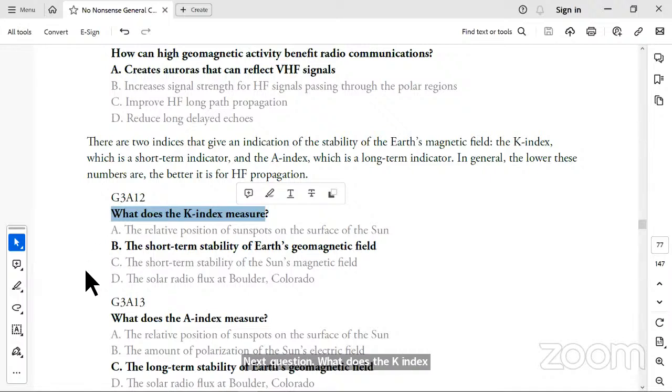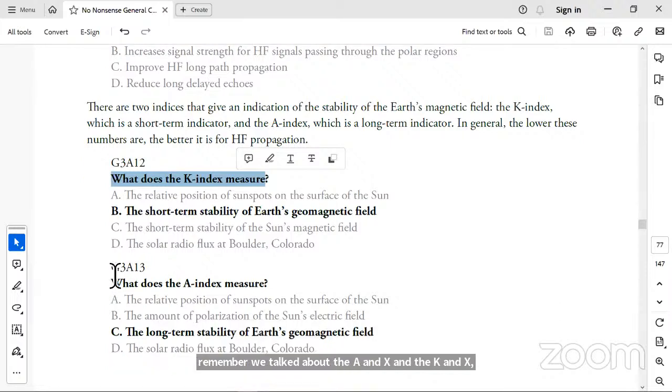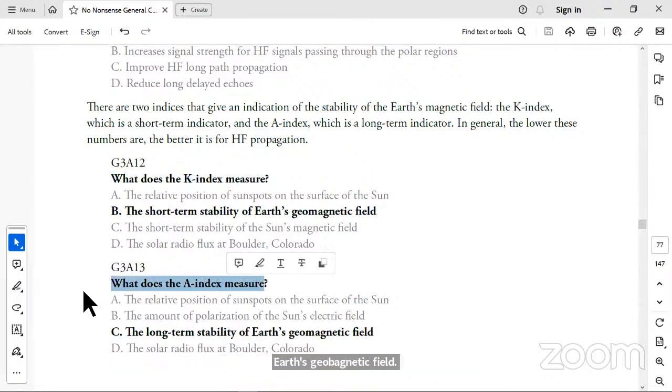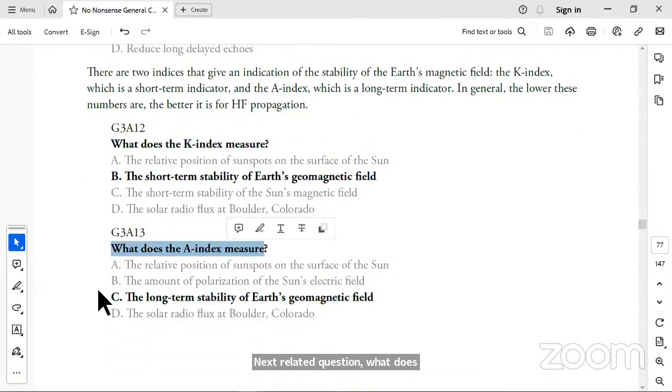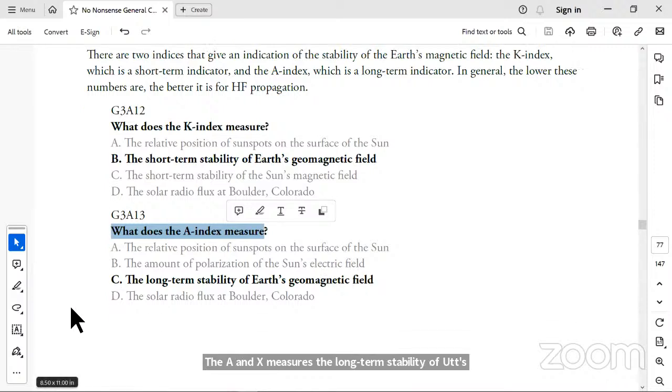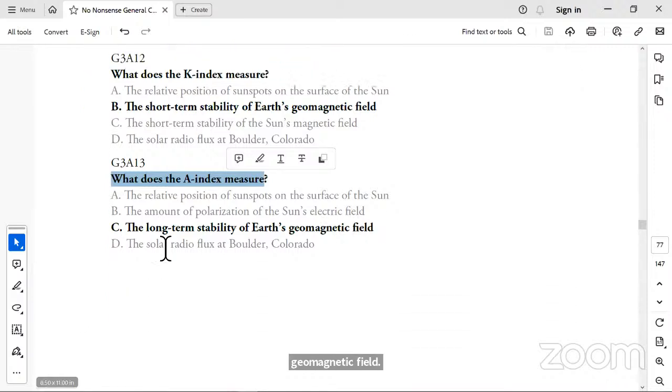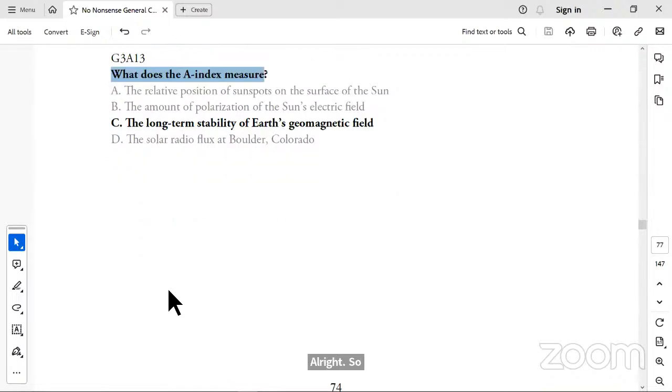Next question, what does the K index measure? Remember we talked about the A index and the K index. The K index measures the short-term stability of the Earth's geomagnetic field. Next related question, what does the A index measure? The A index measures the long-term stability of Earth's geomagnetic field. All right. So again, Earth's geomagnetic field.